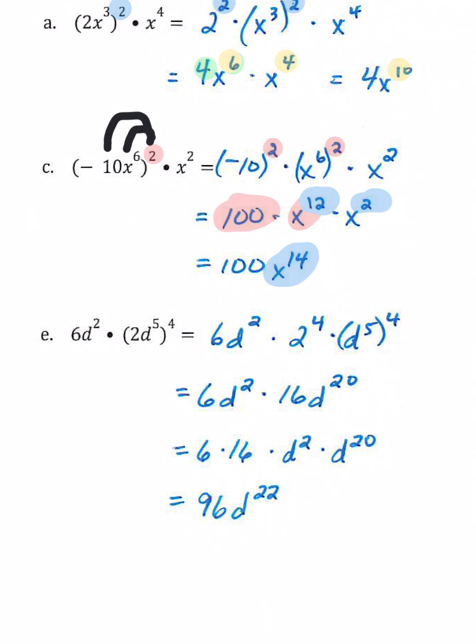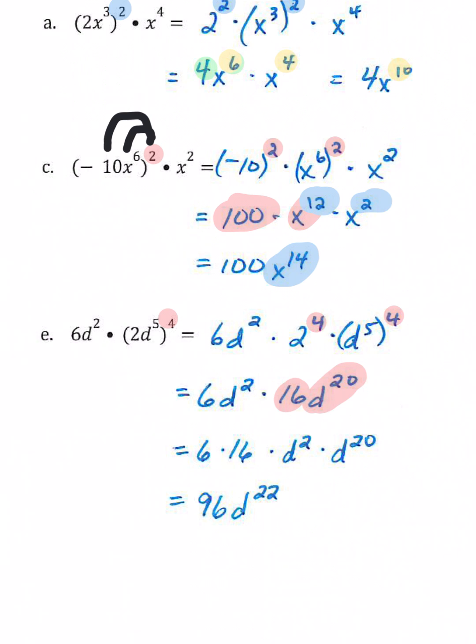Example E. We have a 4 on the outside of our parentheses right here. Let's share it with the big 2 on the inside and with d to the 5th. Our result, 2 to the 4th power is 16. D to the 5th to the 4th is d to the 20th, because 5 times 4 is 20.